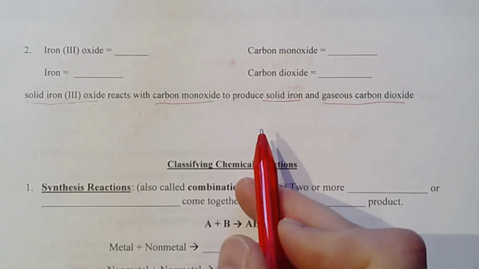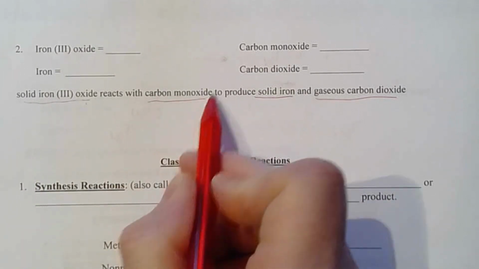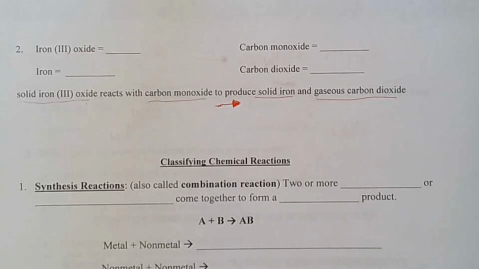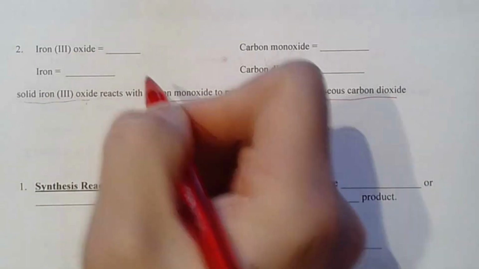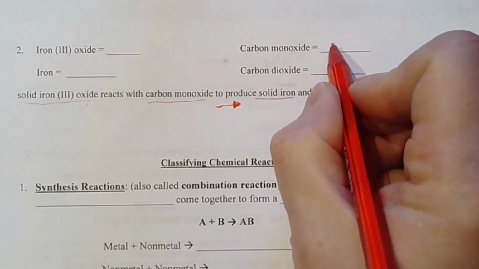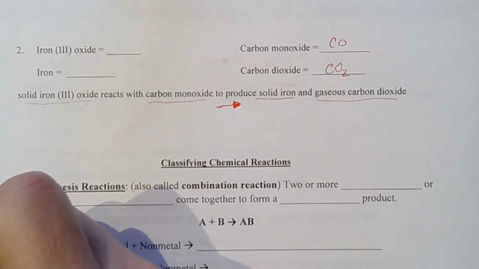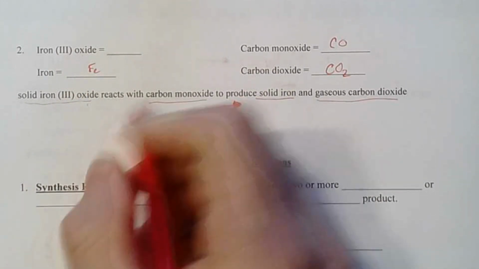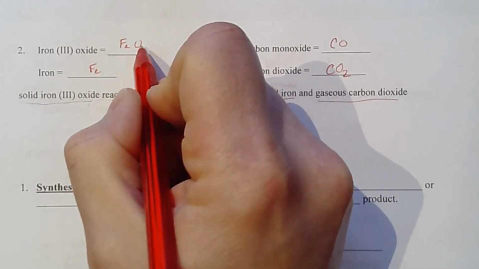And you notice this reacts with this. So here are my reactants. To produce, well, there is basically my arrow. Solid iron and gaseous carbon dioxide, those are my products. So now these are the 4 chemical formulas I need to be able to provide. Carbon monoxide, CO, carbon dioxide, CO2. Iron, so Fe.